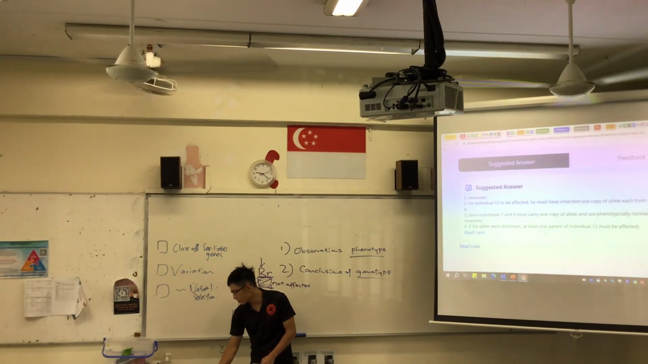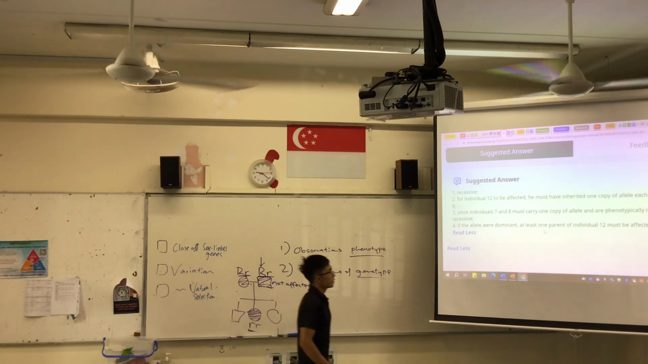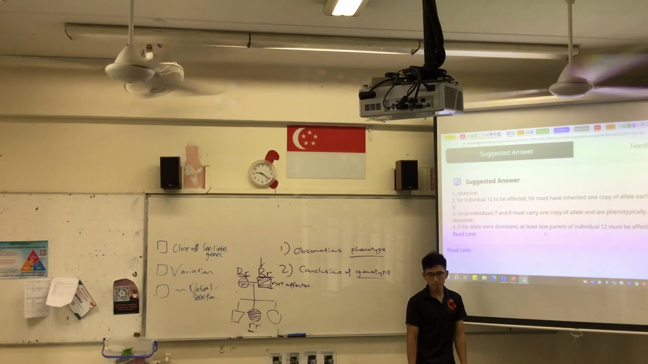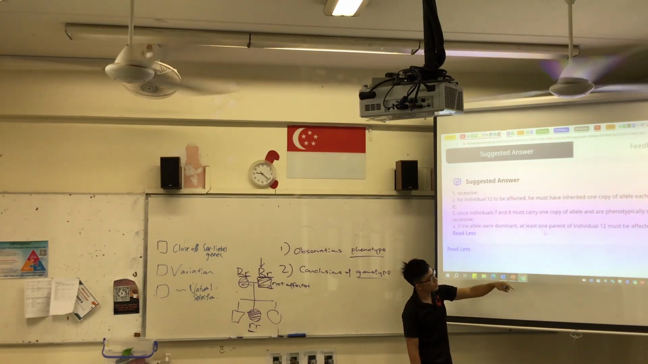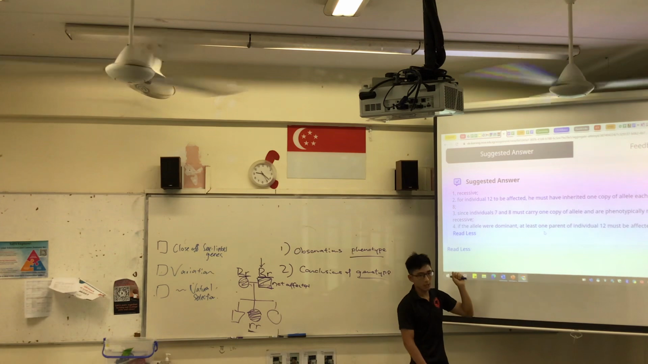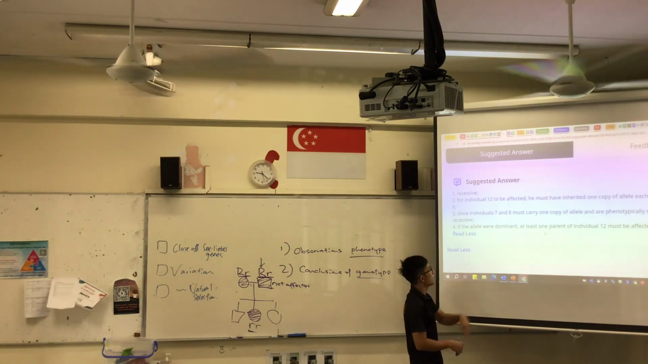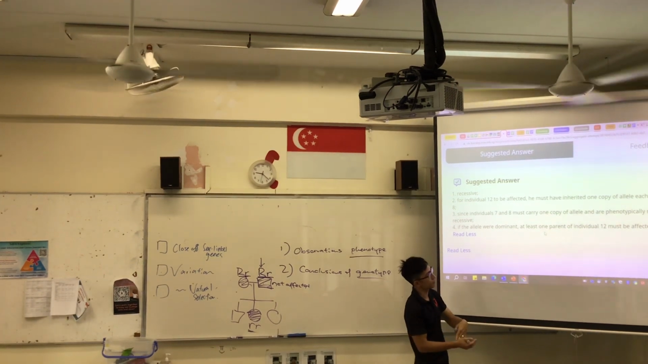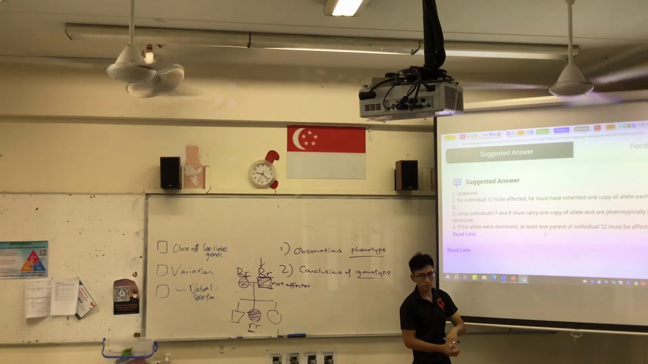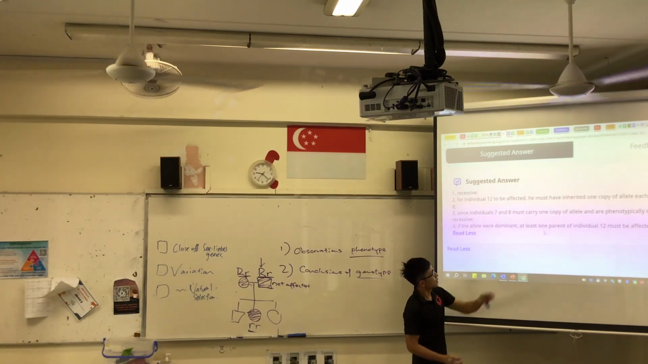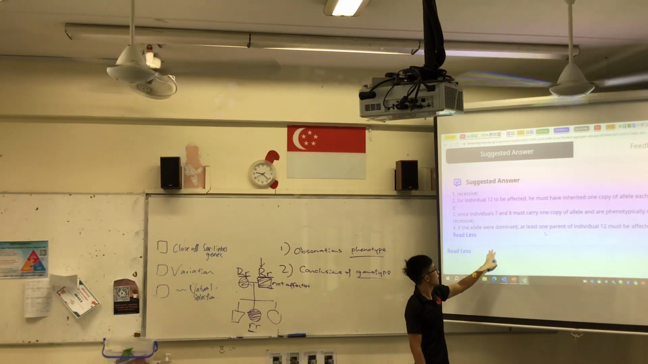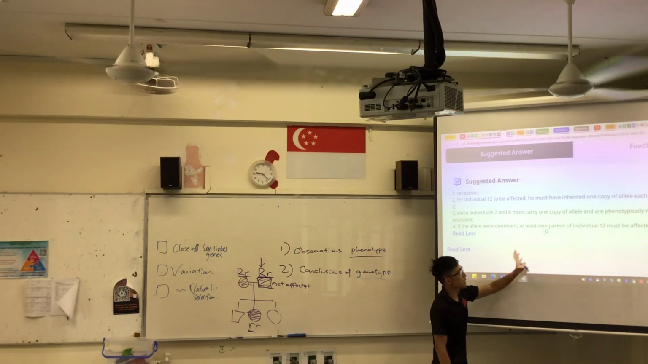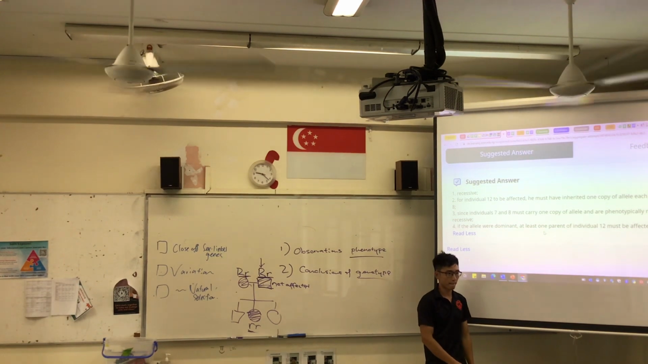Number 1 is recessive. Next, we made a statement of the phenotype. Individual 12 is affected. So it must have inherited 1 copy of the recessive allele from each of 7 and 8. So that talks about the genotype. Next, since individuals 7 and 8 must carry 1 copy of the allele, so we're talking about the genotype, and are phenotypically normal, the allele is recessive. Last statement is just to seal the deal. If the allele were dominant, then at least 1 parent should be affected.